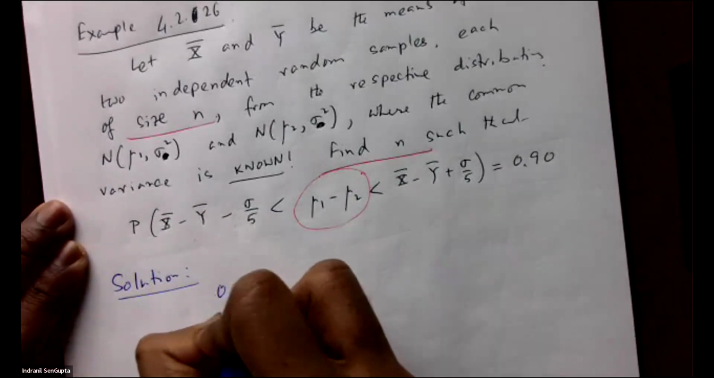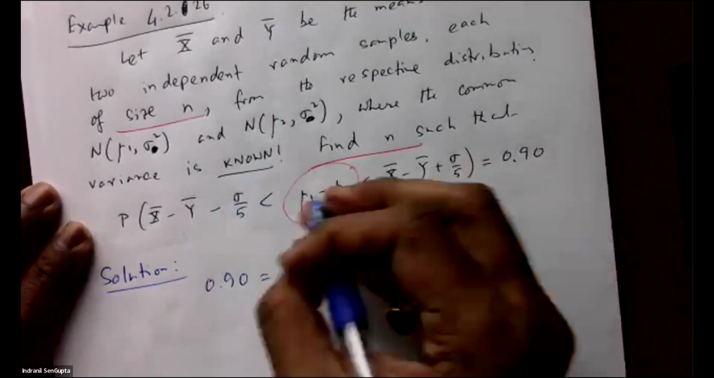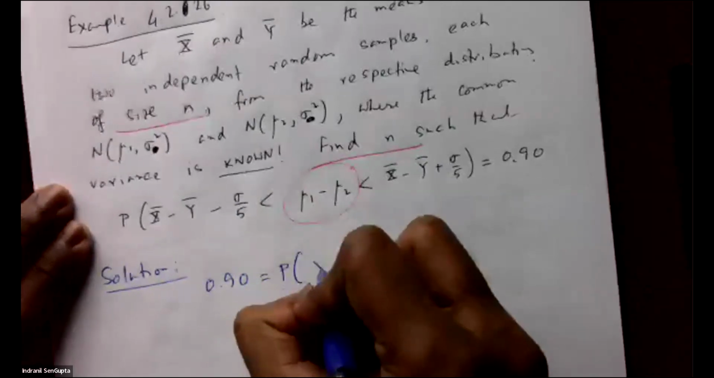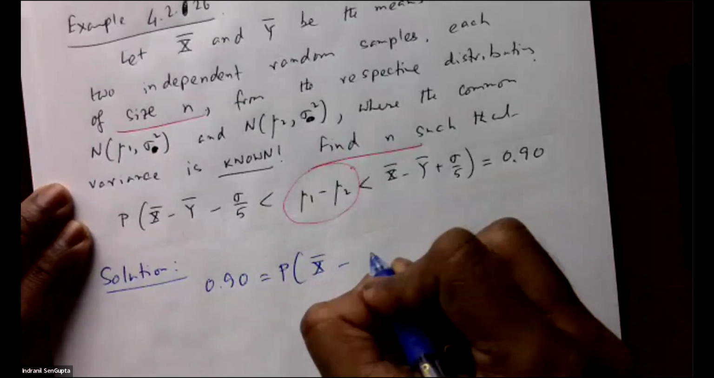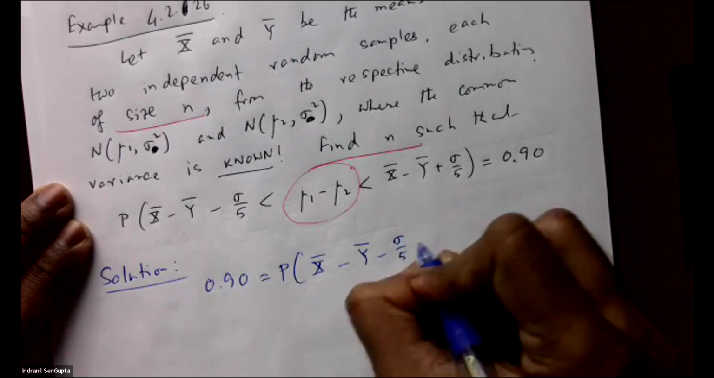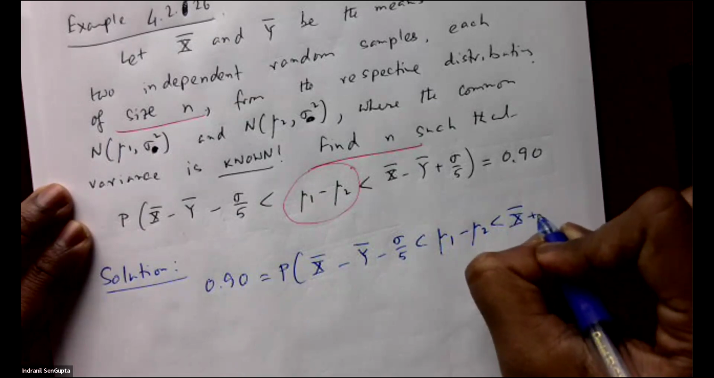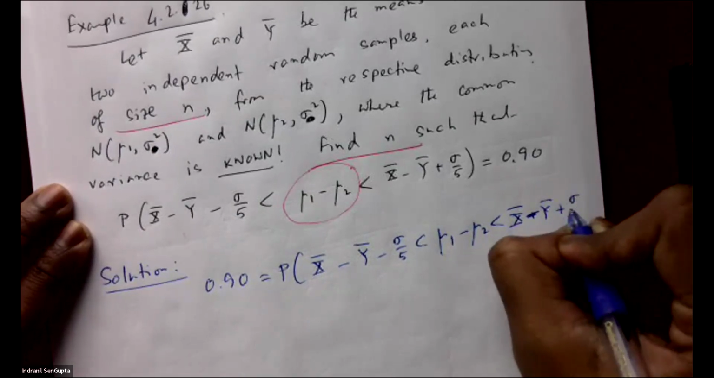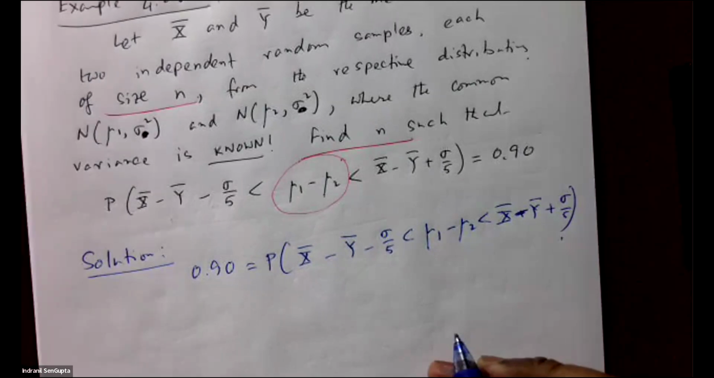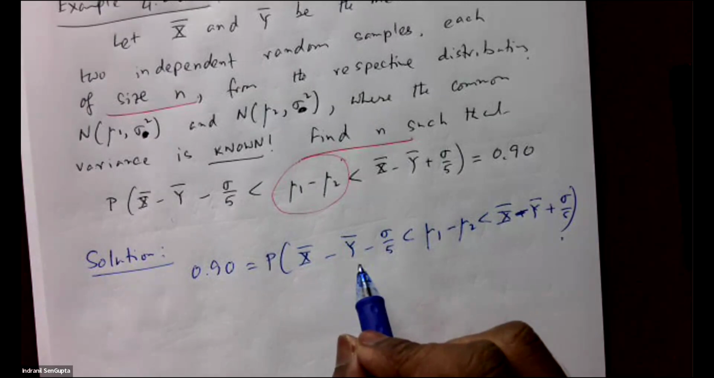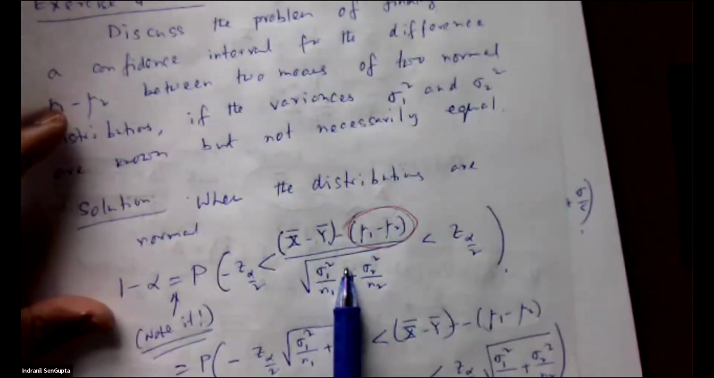So basically you start with 0.90 and you write this one. It's given by the probability of x bar. I'm just rewriting it, okay? You don't have to do it, but let me just show it. Mu2 less than x bar, sorry, minus y bar plus sigma over 5. That's what is given. There is nothing special here. I want to see this in the form of something like this one, and then I can do something, okay?